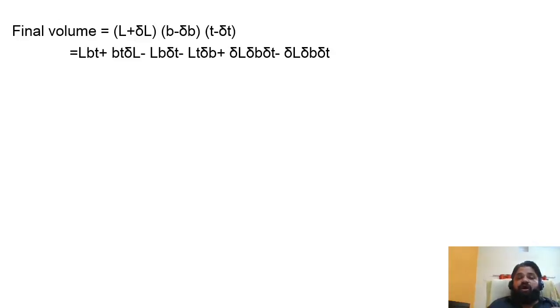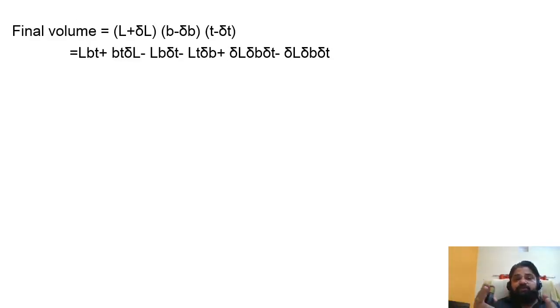Now the rest is LBT plus BT into delta L minus LB into delta T. B into width and thickness will be multiplied with delta L. When width and thickness are there, the change in length will be there. When L into B is there, that means length into breadth, then thickness will be there.